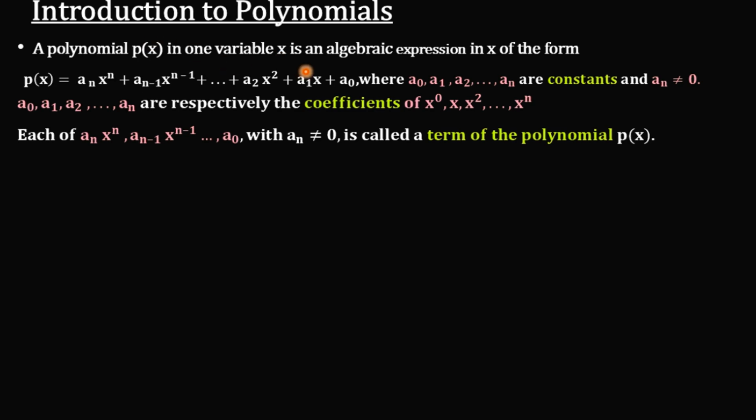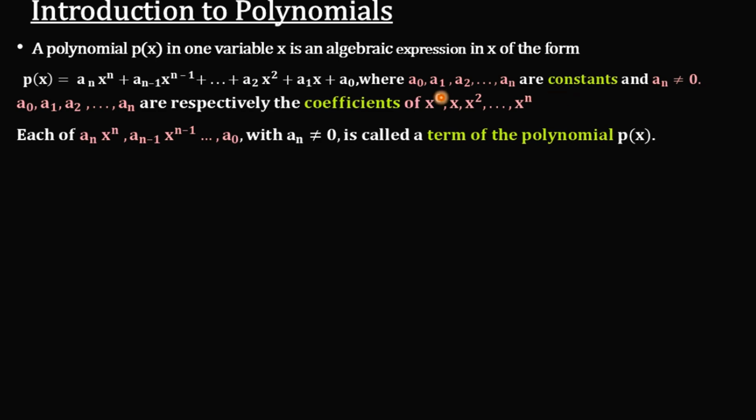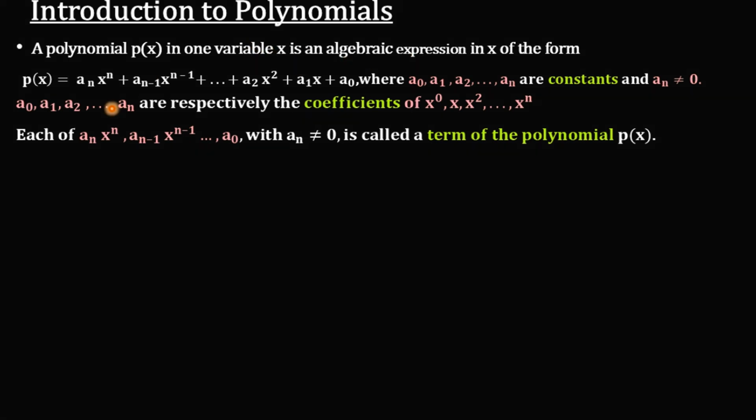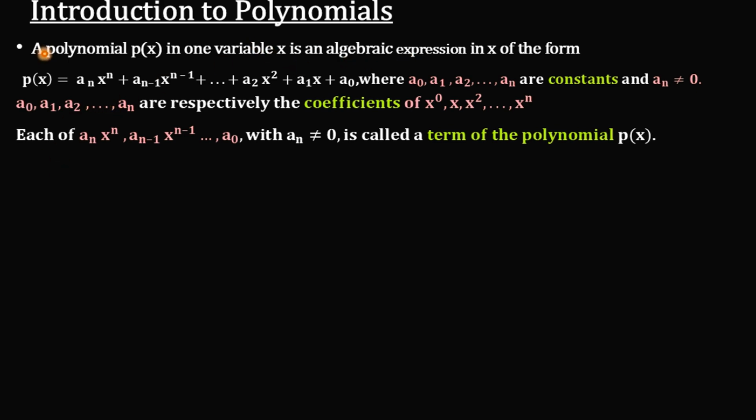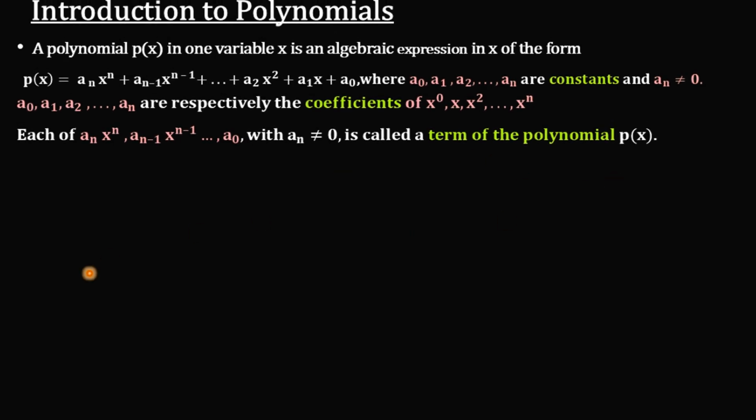A polynomial in one variable x is an expression of this form where a_0, etc. a_n are constants. Constants means what? That is 1, 2, 3, etc. That is numbers. And that is, a polynomial is a combination of numbers and the variable x, arranged in this format, and these are called the terms of the polynomial p of x. Here a_n is not equal to 0.